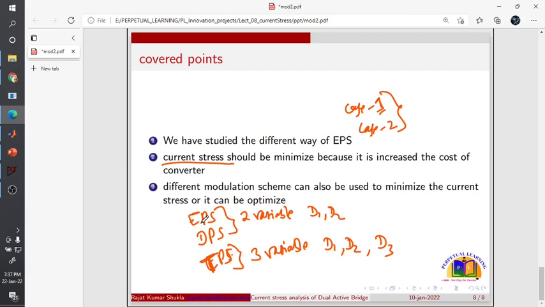If you increase the number of freedom variables, then you have to adjust those things, and the gate signals will be complicated. It will be a little bit complex, but it would be finer for your customer.